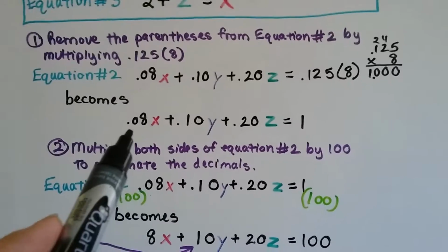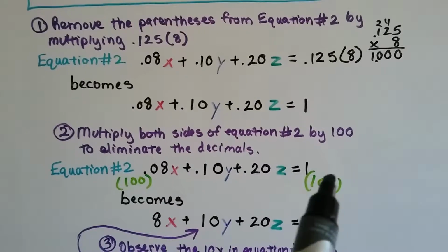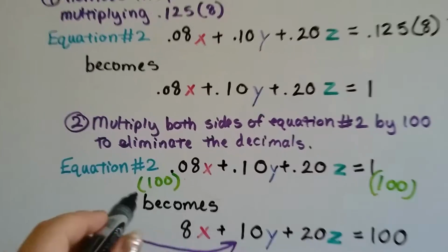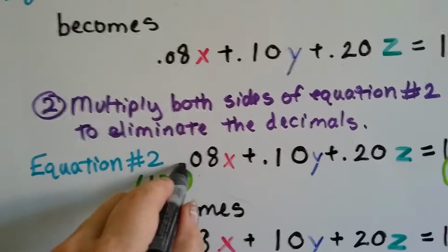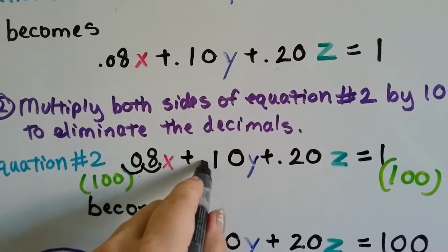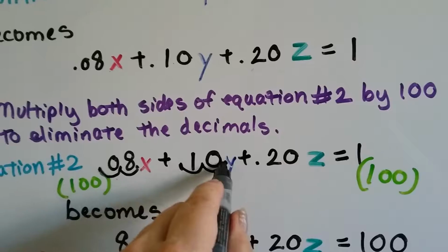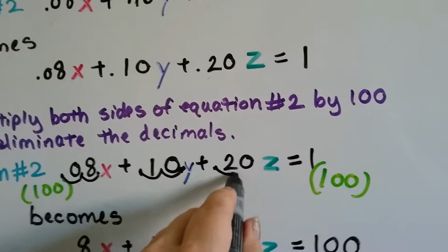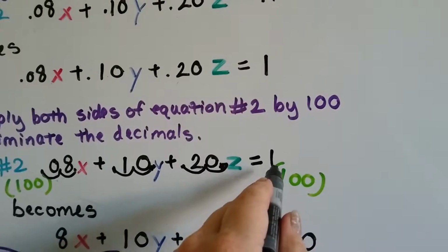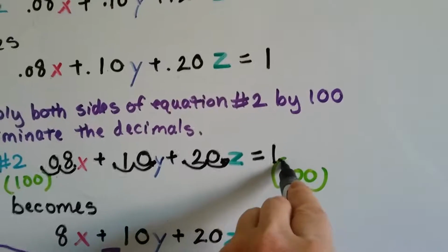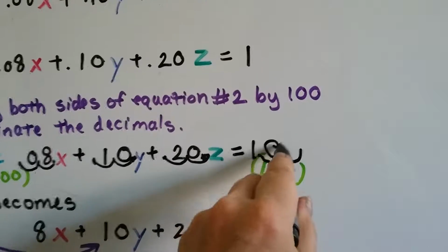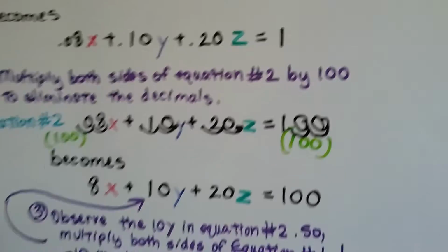Now we need to get rid of these decimal points, and the way to do it is to multiply both sides of the equal sign by 100. What that'll do is move the decimal point from in front of the 0 to behind the 8. It's going to move it from in front of the 1 to behind the 0. It's going to move it from in front of the 2 to behind the 0. And then for the 1, it's just a 1, so it's going to hop, hop, which means we need to add some zeros. So the 1 became a 100.